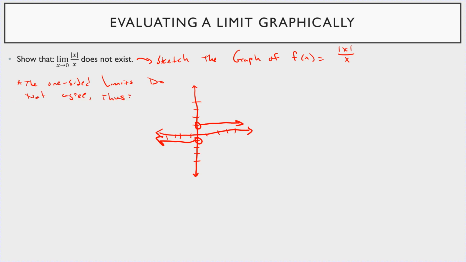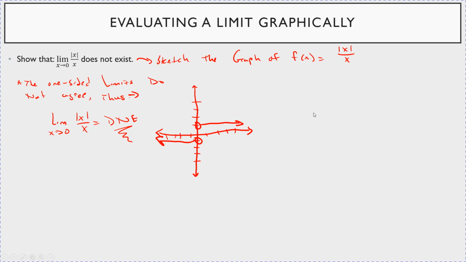Thus, this limit as x goes to 0 of the absolute value of x over x does not exist. Okay. So sometimes just very simply looking at the graph can do it for you.